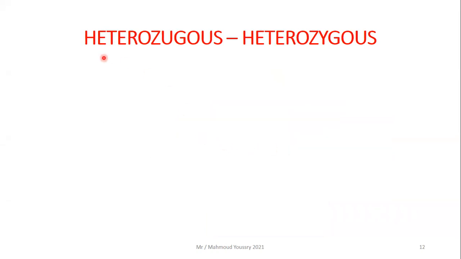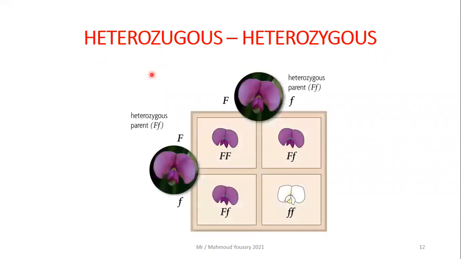Okay, then the second example is heterozygous. As you can see here, both the parents are heterozygous for the trait. So they have purple flowers, but they are heterozygous, with one allele dominant and one allele recessive. This is capital F small f, and the other parent is capital F small f. So when you distribute it, the first square will be capital F capital F. This is homozygous dominant. And the second one, capital F small f. The third one, capital F small f. They are both heterozygous for the trait, and the last one is small f small f, which will be homozygous recessive.